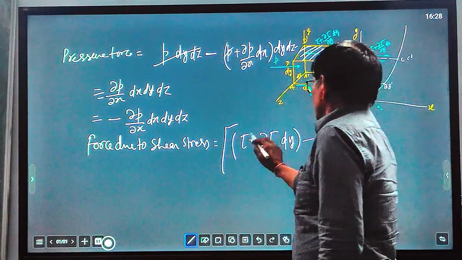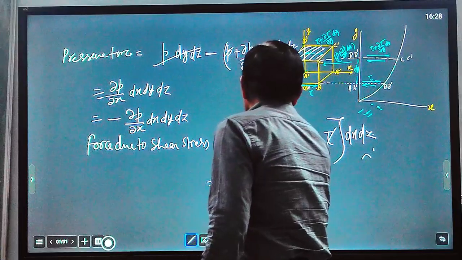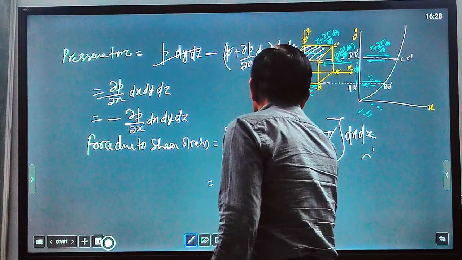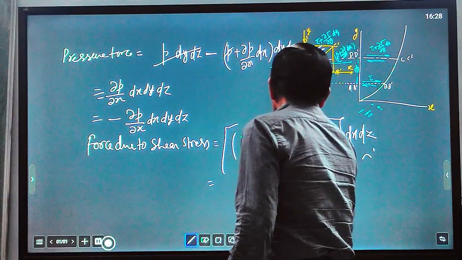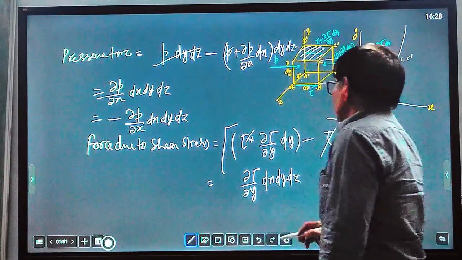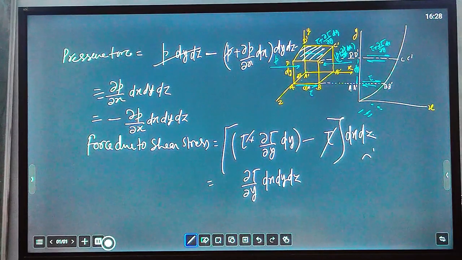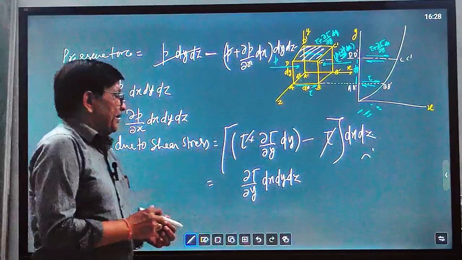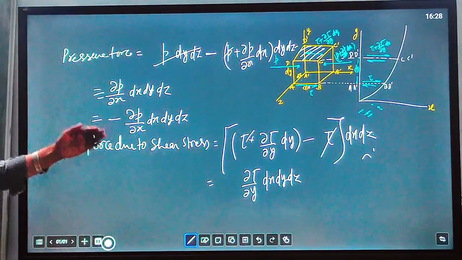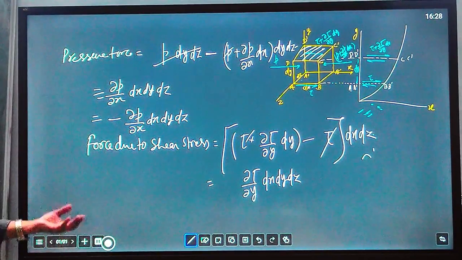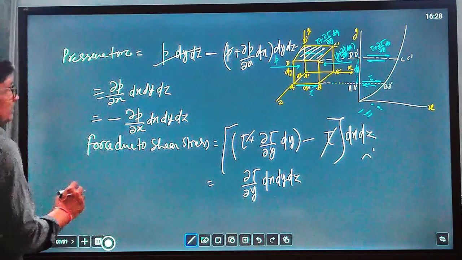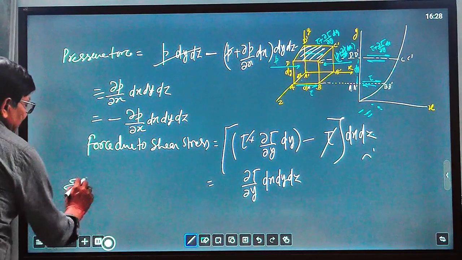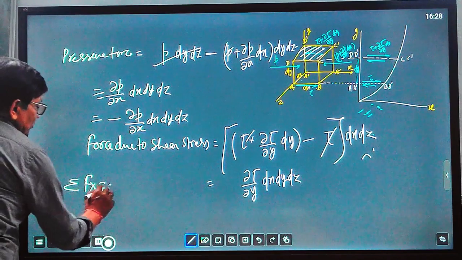So this tau will be eliminated. So del tau over del y dx dy and dz. This is the force due to shear stress. Now under equilibrium condition, net force is equal to 0. So summing forces due to shear and due to pressure gradient, sigma Fx equal to 0.